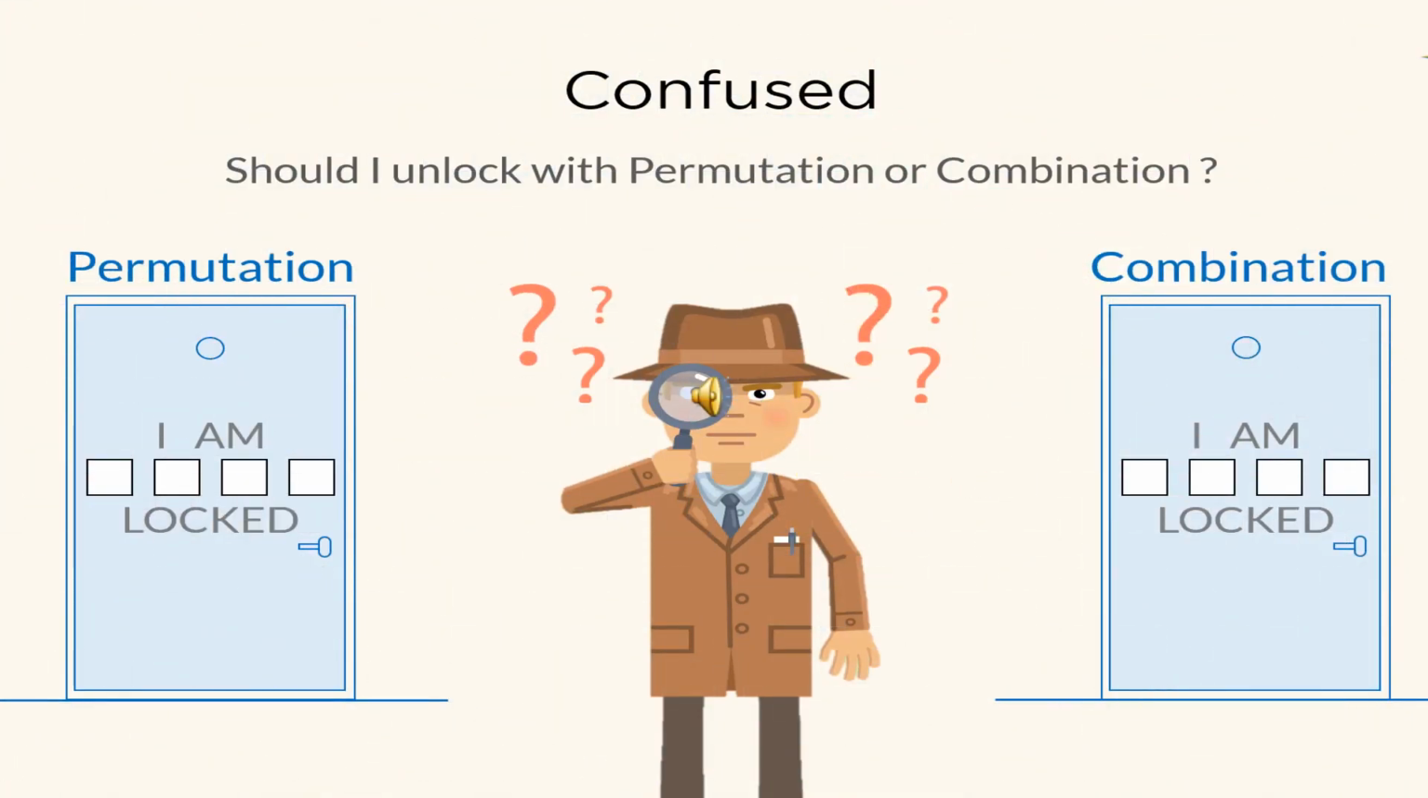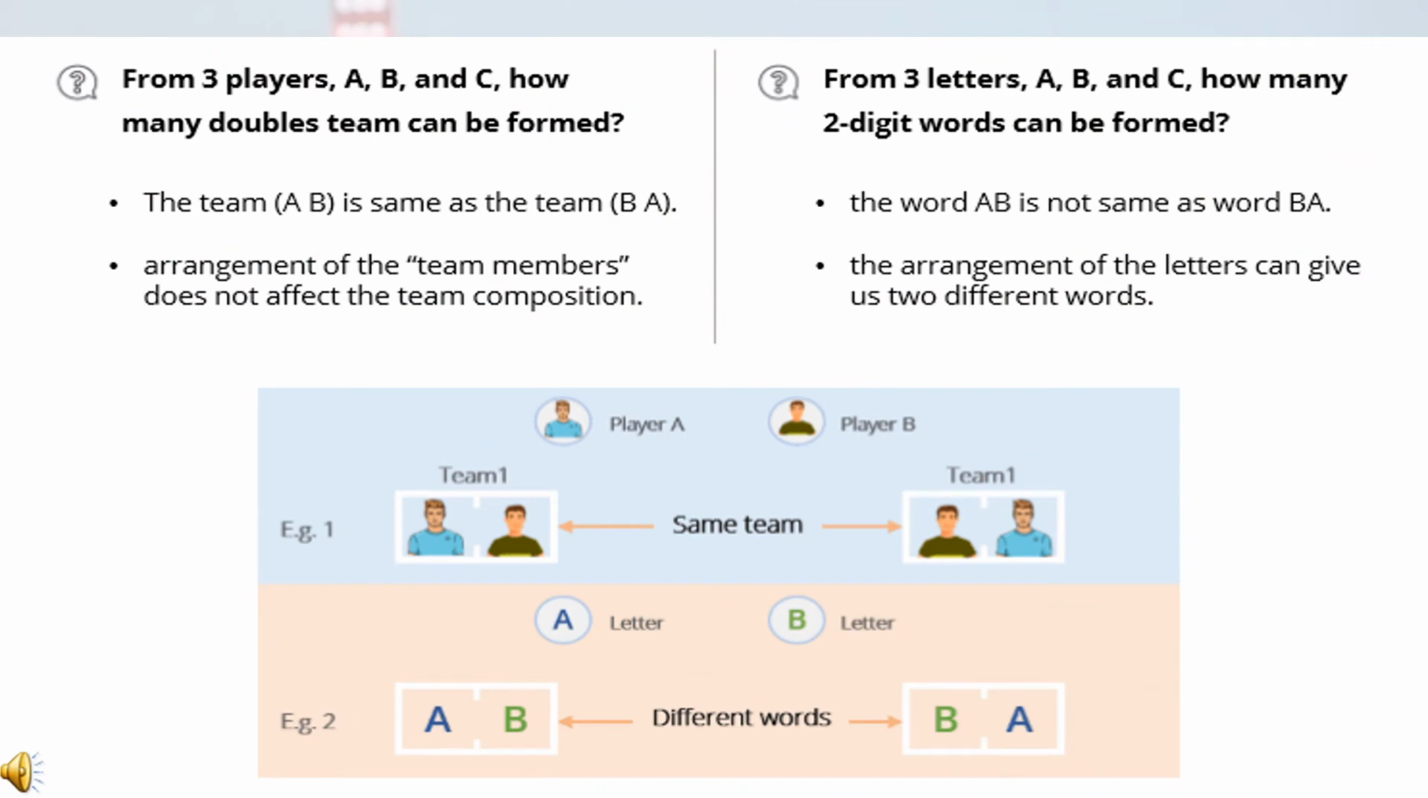Now most of the time students get confused whether we should solve a given problem with permutation or combination. Here with one example I try to resolve their queries. So let's go to the example. Here we can consider two examples simultaneously. First one, from three players A, B and C, how many doubles teams can be formed? And the second one, from three letters A, B and C, how many two-letter words can be formed?